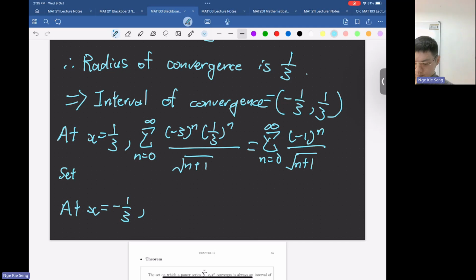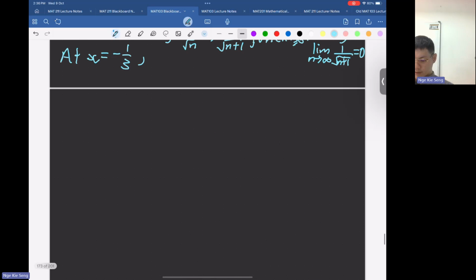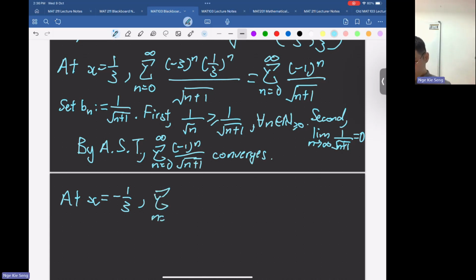So what's the b_n here? So we can set b_n to be 1 over square root of n+1. Then first we see that 1 over square root of n is greater than or equal to 1 over square root of n+1. This one is true for all n, right? Second, what do we get? Second, we straight away check the limit of 1 over square root of n+1, which is 0. So it satisfies the two conditions of AST, so we can conclude that by AST, the series converges. How about the other endpoint here? Okay, let's look at the other endpoint here.